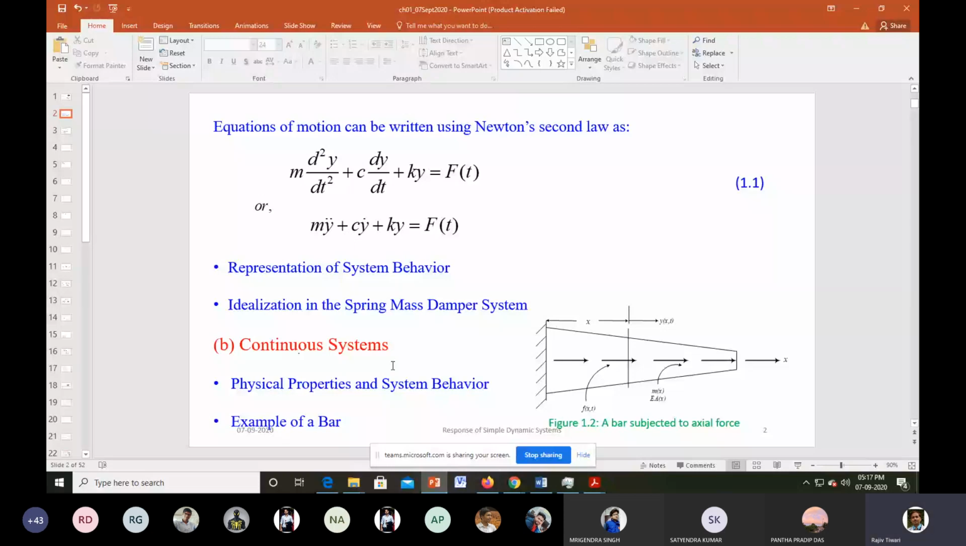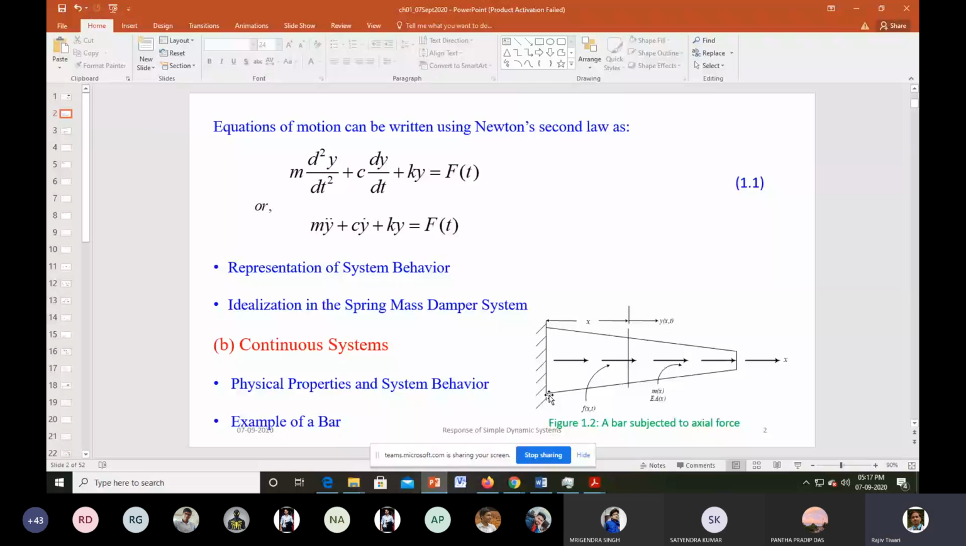When we talk about continuous systems, this is another typical example. You can think of it as maybe the wing of an aircraft. It is fixed at the body of the aircraft, and this is the wing, and there is some force acting, in this particular case the axial force, in the same direction as the wing.